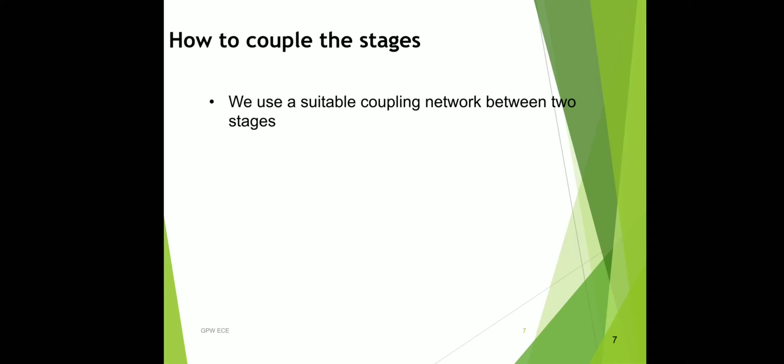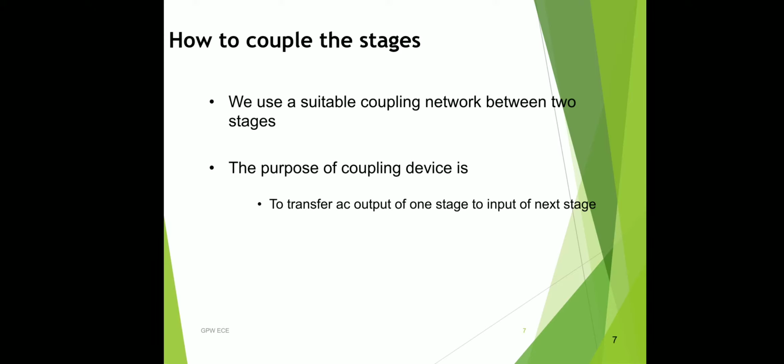How to couple the stages? Based on the circuit, we will use a suitable coupling network between two stages by considering the output impedances, the input impedances, and the purpose of coupling. The purpose of a coupling device is to transfer the AC output of one stage to the input of the next stage. Generally, the output of the amplifier is an AC signal, an alternating signal. This signal we need to connect to the input of the next stage. So only the AC signals need to pass, and we have to bypass the DC.